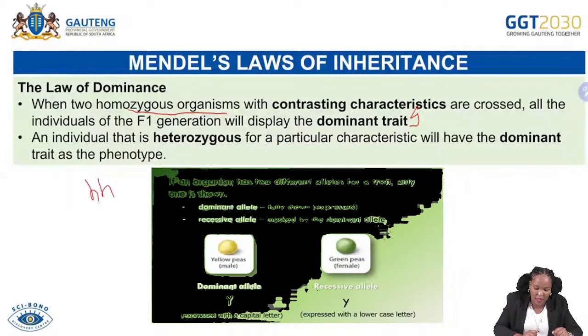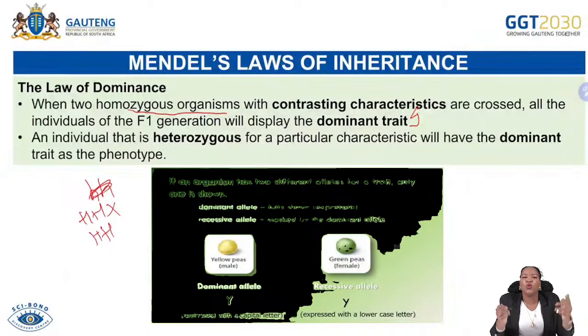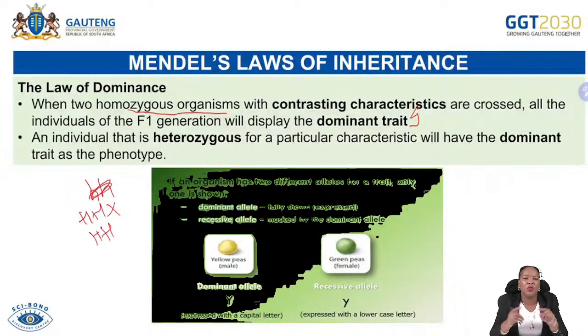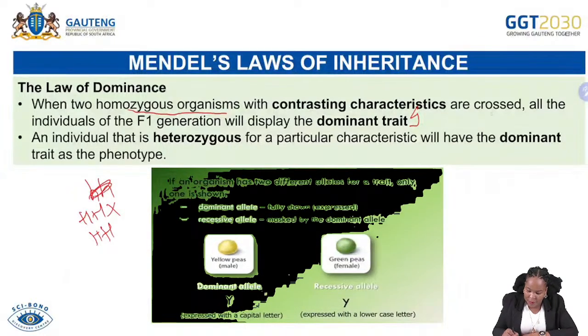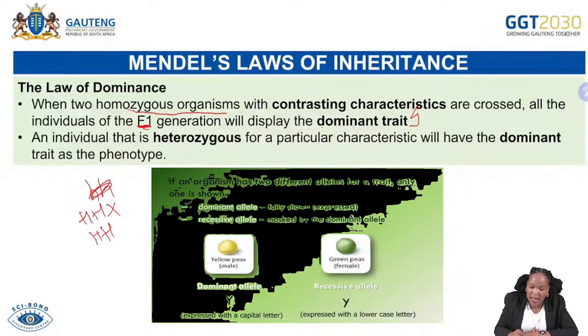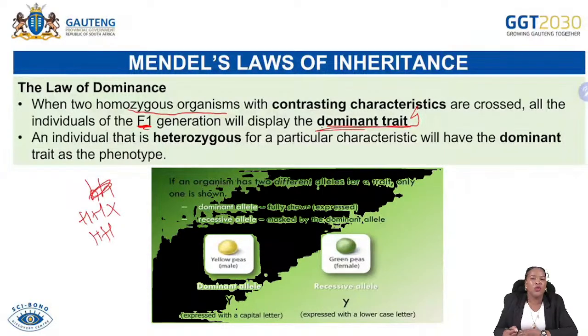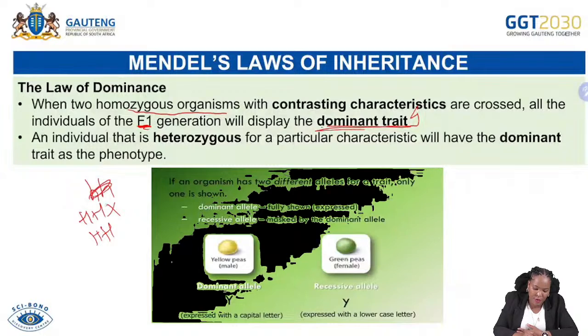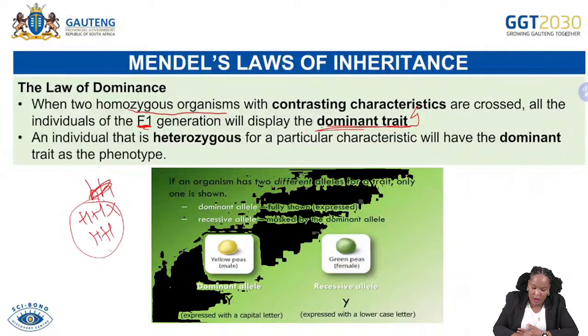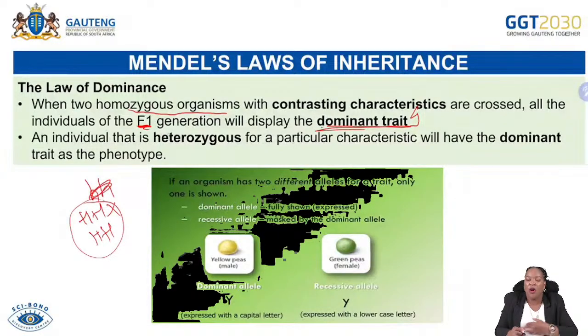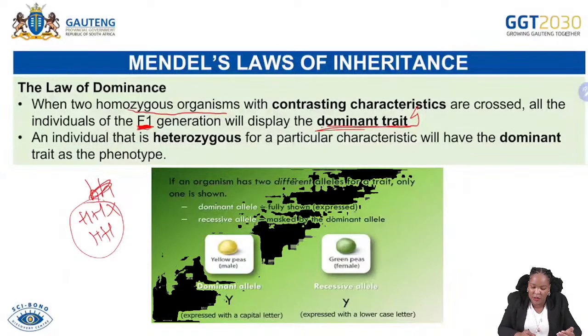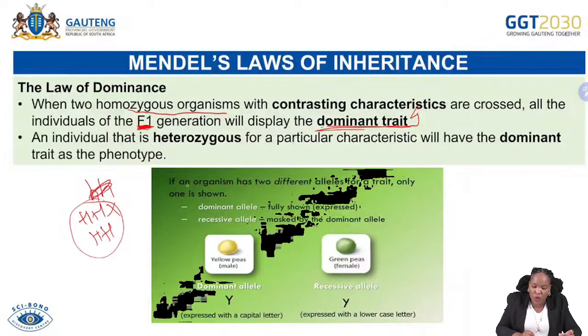When you cross homozygous, let's say homozygous with homozygous. Remember, with genetics, we are crossing. We want to play with them. We want to see what we are finding. They say all the individuals of the F1 will display the dominant characteristics. So if you have all dominant, all the offspring, or the filial one generation, these are your offspring, are going to have that dominant characteristic.